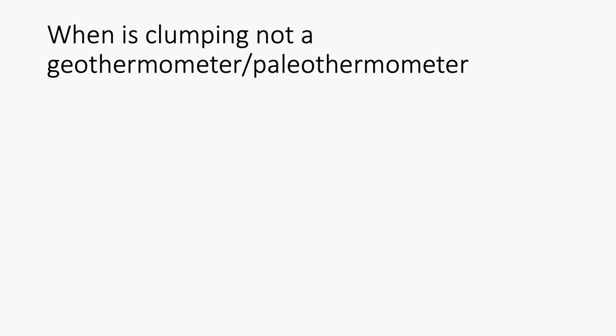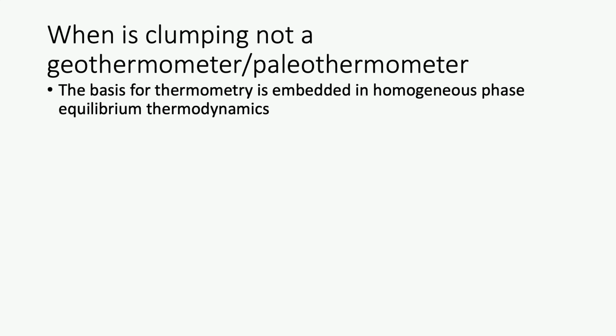Okay, and so one thing I want to point out here is I've come at this from the statement of thermometry. It's a very useful way to think about clumping. I just want to say, when is clumping not a geothermometer or paleothermometer? All right, so the basis of doing clumped isotope geochemistry for thermometry is rooted in homogeneous phase equilibrium thermodynamics. And the key thing here is equilibrium, right?